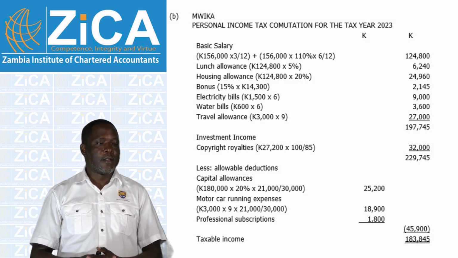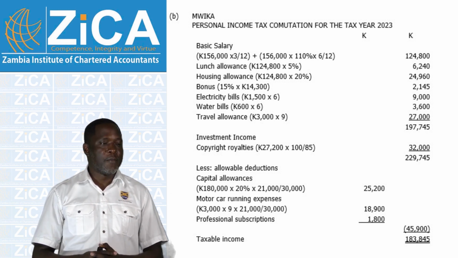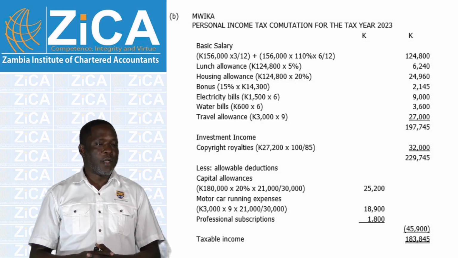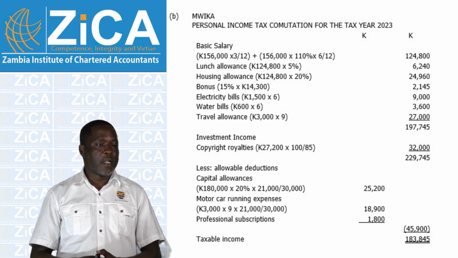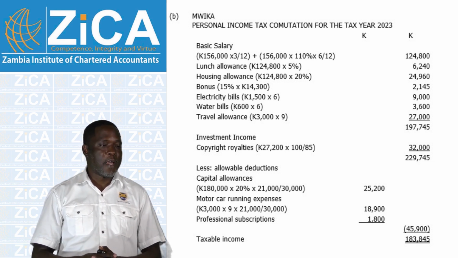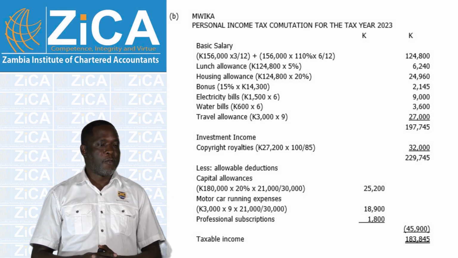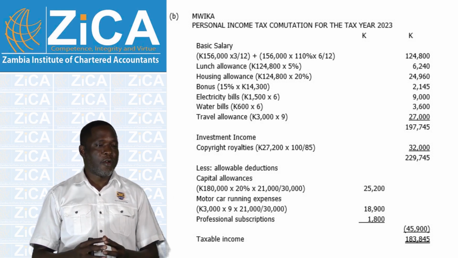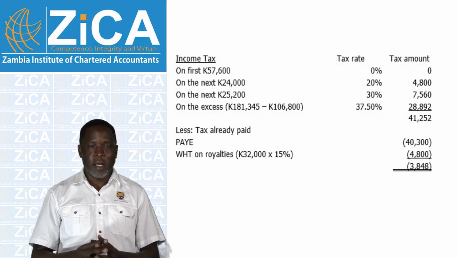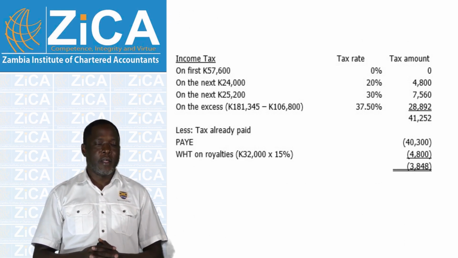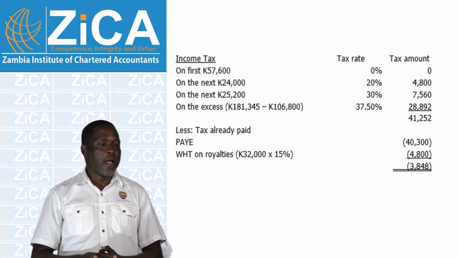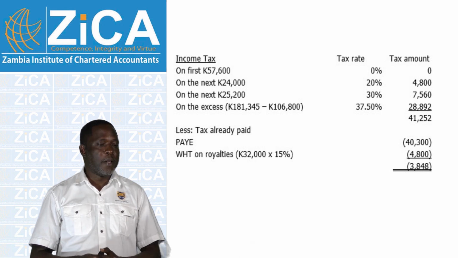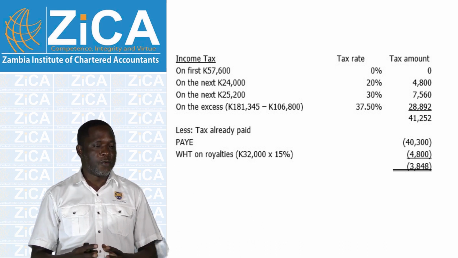We aggregate that with the employment income she received. The total gives us 229,745. We deduct the allowable deductions, which amounted to 45,900. It gives us the final taxable income of 183,345. We then subject the total taxable income of 183,845 to the graduated tax bands for individuals, and it gives us a tax liability of 41,252.